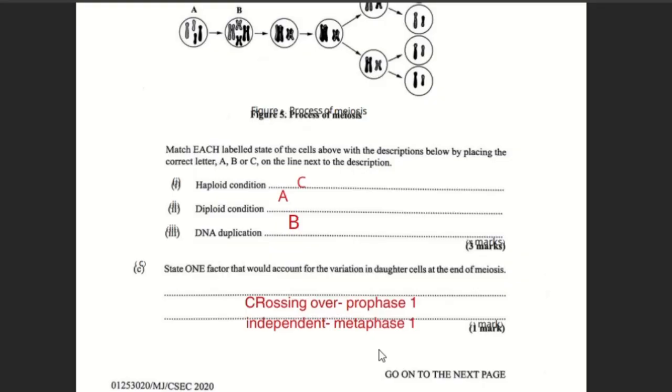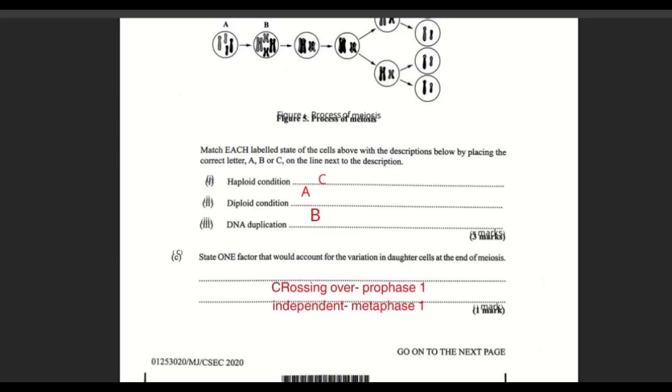And then you have independent assortment that takes place in metaphase 1. Independent assortment just means that the chromosomes are going to line up completely randomly at the equator. That's when that happens. They're going to line up at the equator completely 100% randomly.